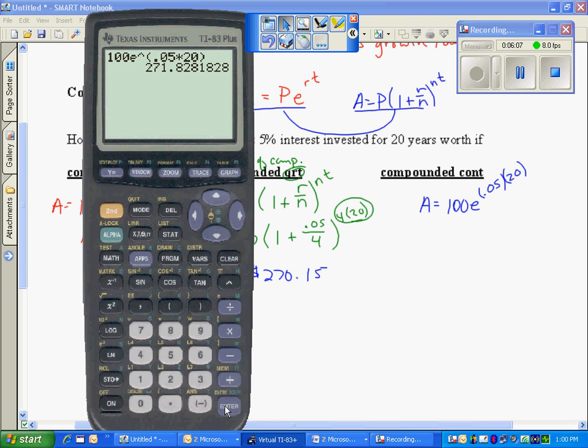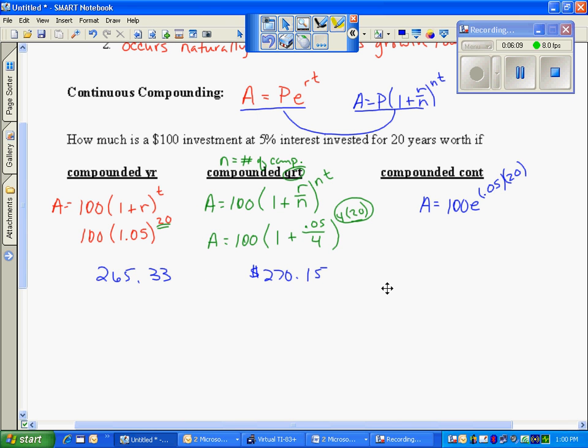$271.83. So you can see that I actually receive more money the more compounds, and if it's continuous over and over and over again, you're going to get the most money.